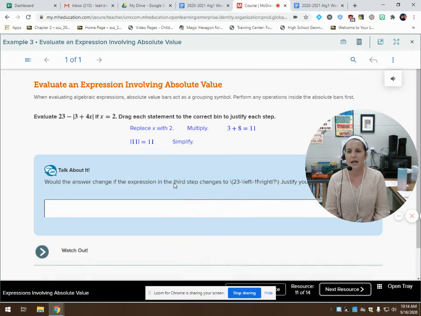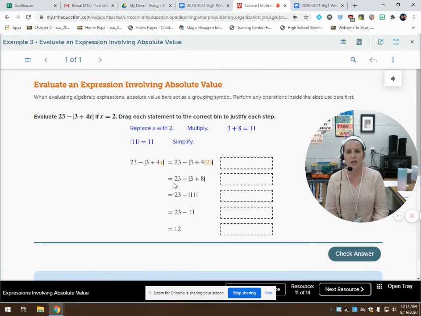When evaluating algebraic expressions, absolute value bars act as a grouping symbol. So perform any operations inside the absolute bars first. So it's kind of like having parentheses. Those absolute values act as parentheses. It's a grouping symbol. But the difference is parentheses are just parentheses, but absolute values tells me it's looking for a location. It's asking me how far that number inside of there is from 0 on the number line.